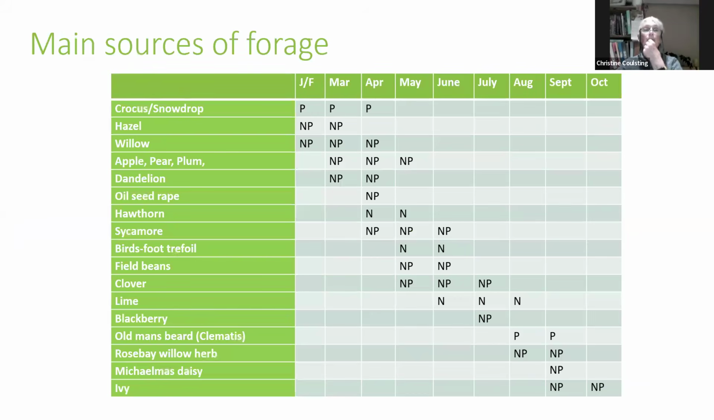So main sources of forage, and the really important ones. So this is similar to my own area, really. I do have quite a lot of hazel, some willow, not so much apple, pear, plum for my colonies, loads of dandelions and oilseed rape. I tend to have some oilseed rape somewhere. Hawthorn can be a bit fickle. It doesn't always yield. You need a warm spring for that. Field beans, if I'm lucky, and clover.